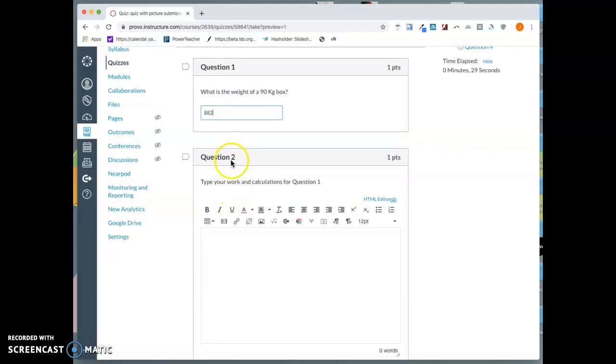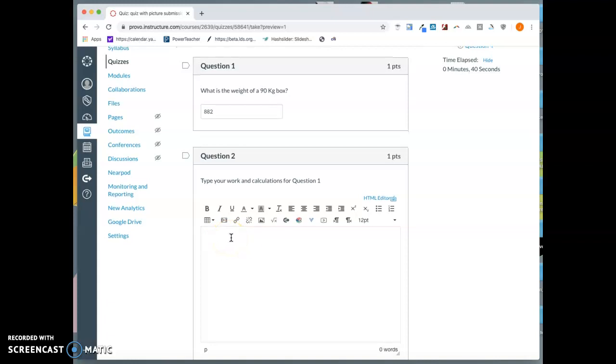But now I go down to question number 2 and it says type your work and calculations for question 1. So the work for this question, I'm now going to put in this box. So what do I need? I need my formula. My formula is just going to be F_G equals m times g, because I'm looking for the weight.